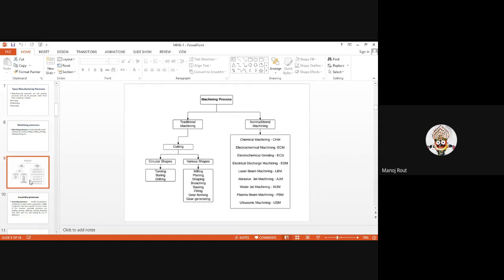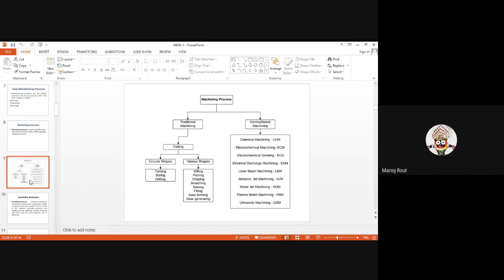In case of circular, with the help of the lathe machine, you can proceed with turning, boring, and drilling operations. In case of various shapes, the cutting processes are known as milling, planing, shaping, broaching, sawing, and filing. The next one is gear forming, and the last one is the gear generating process. These are under the category of traditional machining processes. Basically, in traditional machining, unwanted material is removed to get the final shape of the desired or parent material.